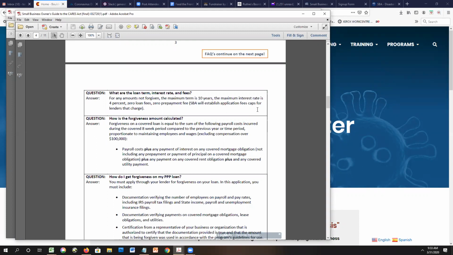The amount forgiven will be reduced proportionately by any reduction in the employees or reduction in salaries, to encourage employers to rehire employees who already have been laid off due to the crisis. Borrowers will not be penalized for having a reduced payroll at the beginning of the period, so long as the employer eliminates the reduction in the number of employees or salary levels by June 30th, 2020. So if you have a dip but you bring it back up, you won't have a proportional reduction in the amount of forgiveness.